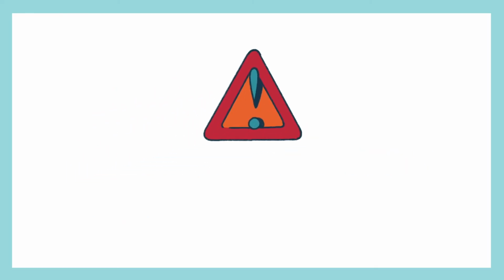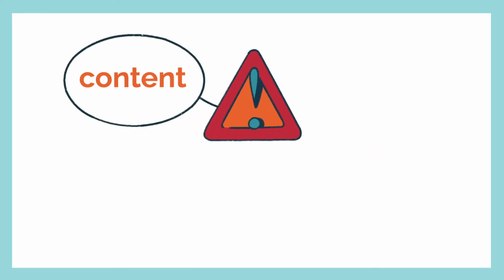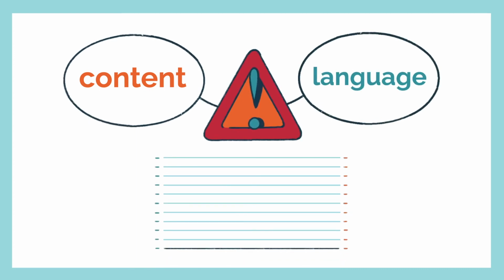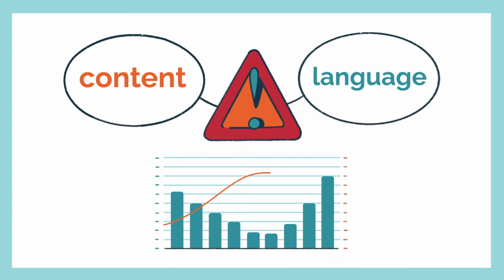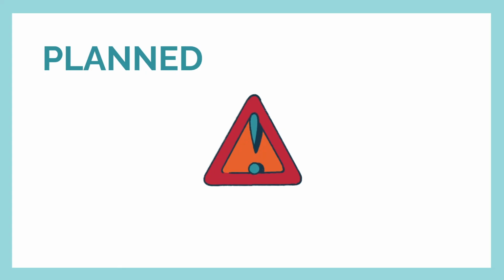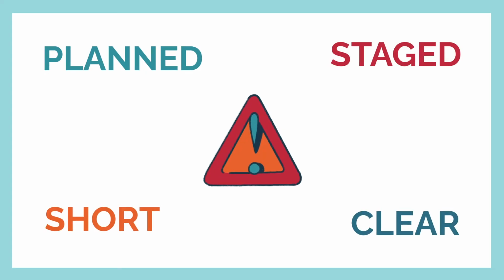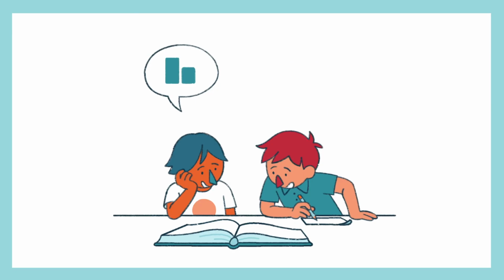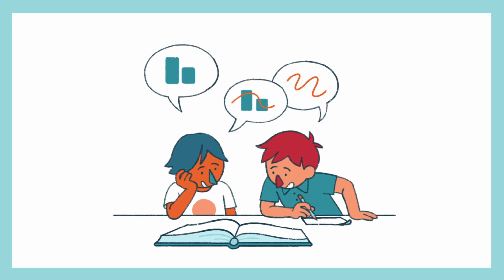This language is a link between the content, for example, the type of graph to be read, and the language, for instance, a description of the trends presented in the graph. So, instructions need to be planned, staged, short and clear. The next parameter is about the need for student-student interaction, as talking about concepts helps students understand them.